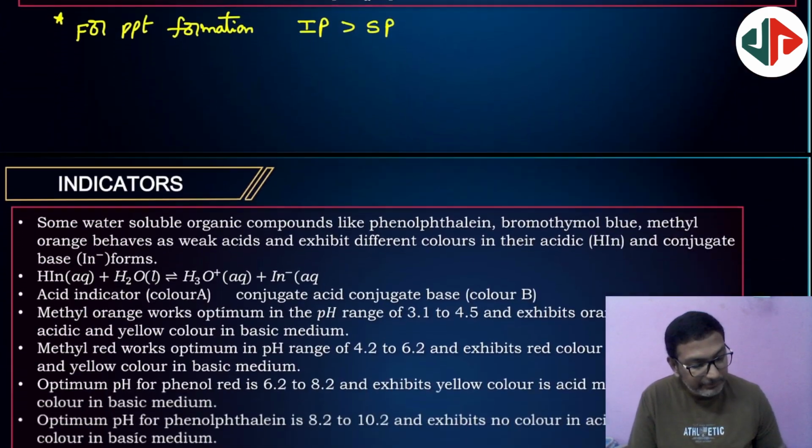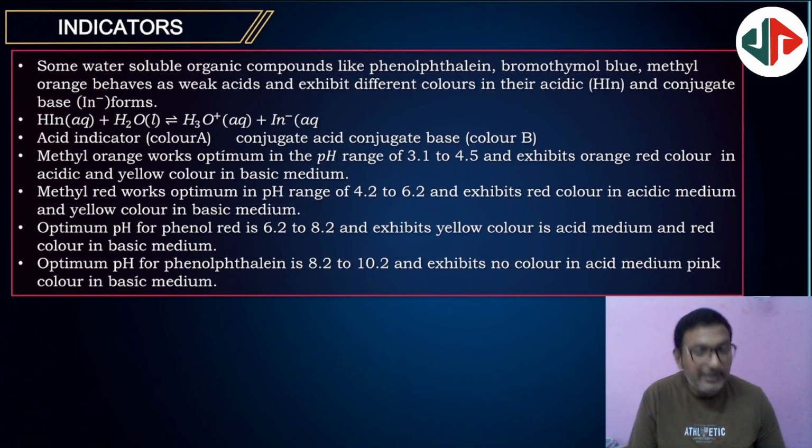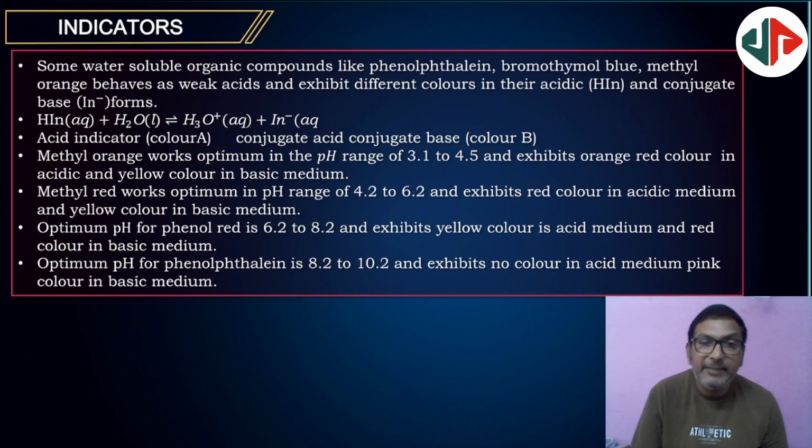Next, indicators, theory of indicators. An indicator can be used to determine the equivalence point or end point of a titration. Here the important indicators are phenolphthalein, bromothymol blue, next methyl orange. All these are organic compounds.